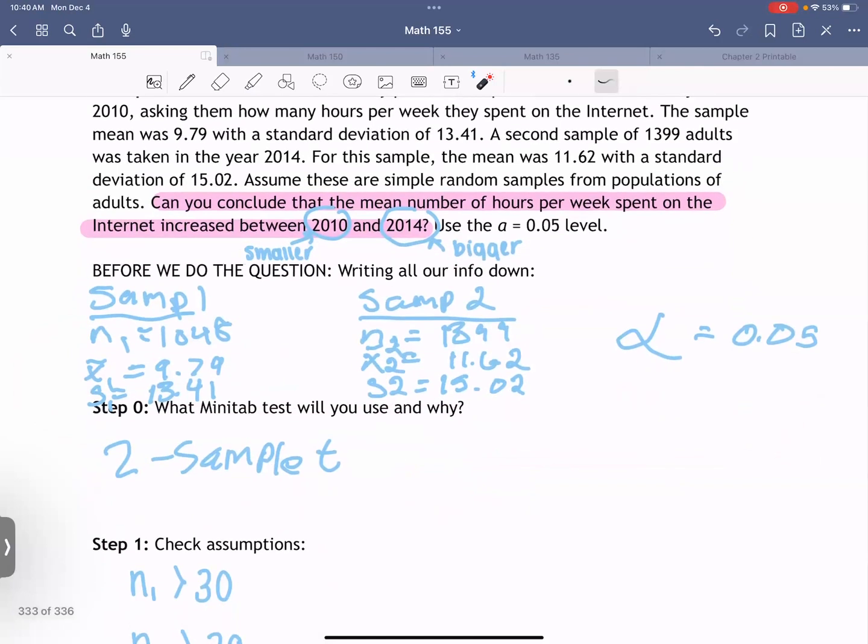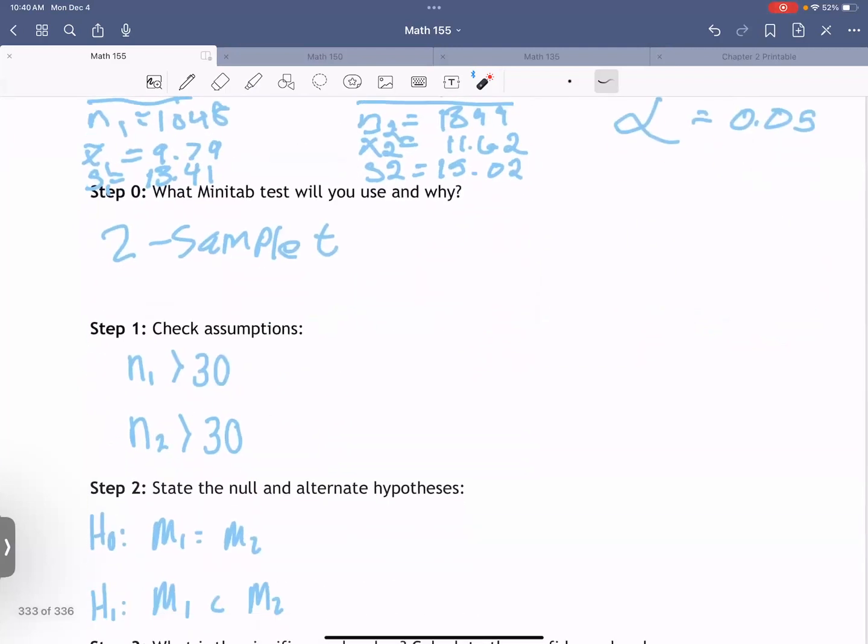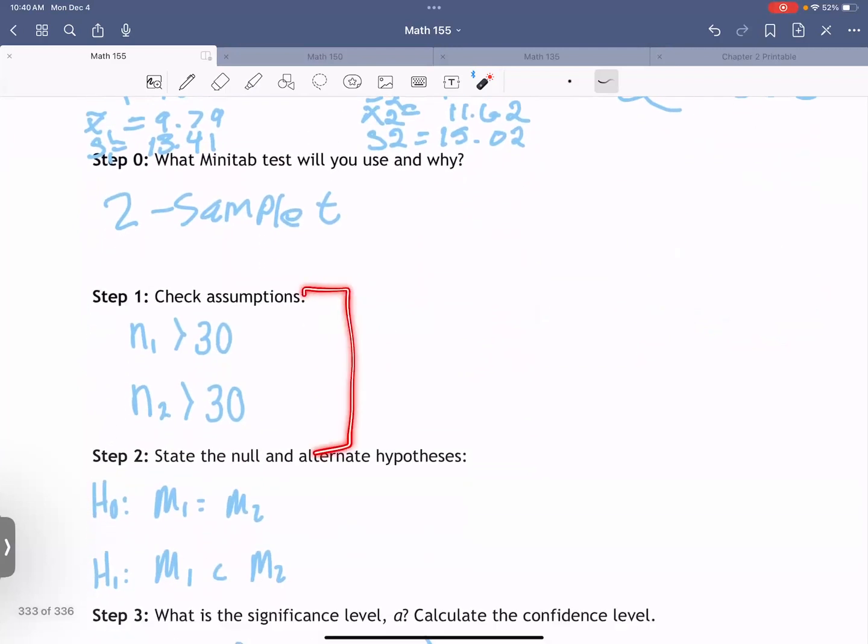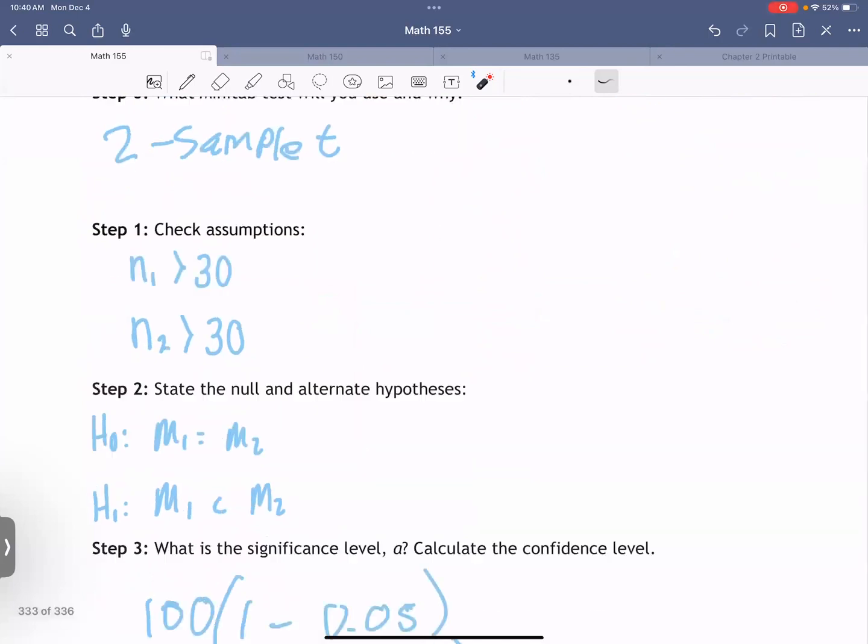All right. Step 0 was just figuring out what Minitab test to use. That was Gavin. Why did you say the 2 sample t-test? Yep, they're independent, right? The 2 samples are different sizes. There's really no guarantee that the first sample people even know the second sample people. So I agree with that. Step 1 was writing our assumptions. That was Lily, right? Not much for you to explain there. Our sample sizes are bigger than 30.